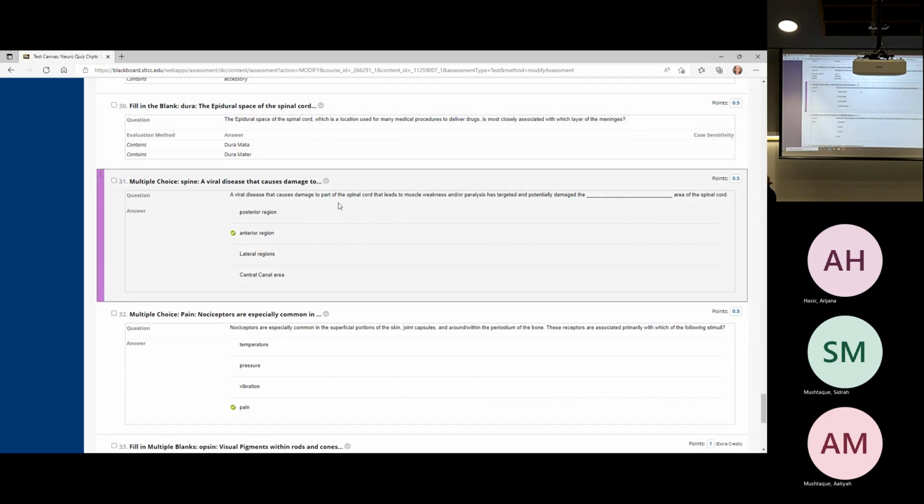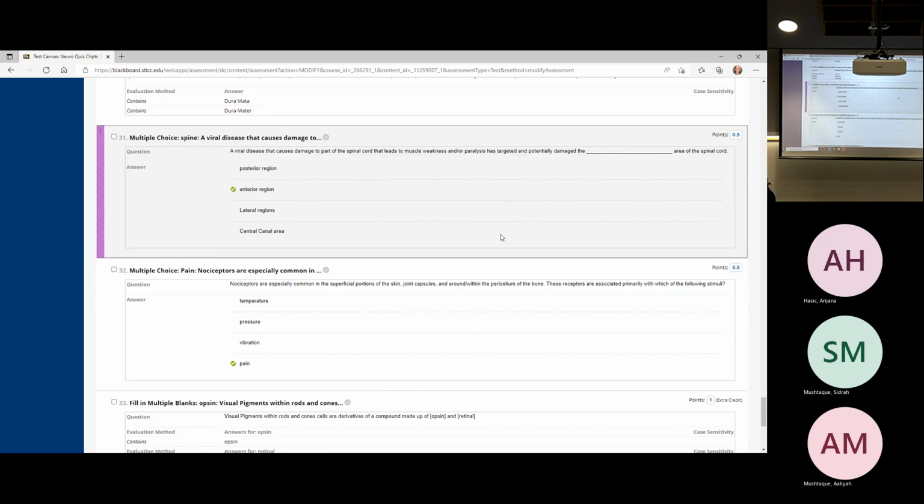A viral disease that causes damage to part of the spinal cord leads to muscle weakness and or paralysis. So what part of the spinal cord did it kill? Not the front. What? Oh, the anterior or ventral. My bad. If you put front, that's wrong. It's not the correct anatomical term. Good thing it's multiple choice.